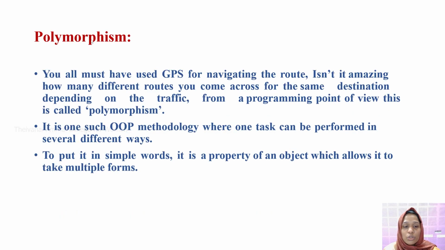Next, moving towards polymorphism. You all must have used GPS for navigating a route, right? Isn't it amazing how many different routes you come across for the same destination depending upon the traffic? From a programming point of view, this is called polymorphism. It is one such OOP methodology where one task can be performed in several different ways. To put it in simple words, it is a property of an object which allows it to take multiple forms.